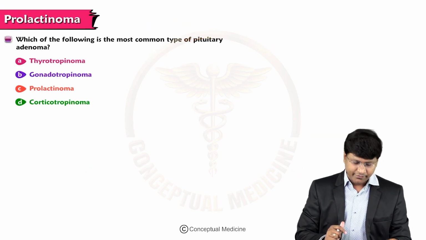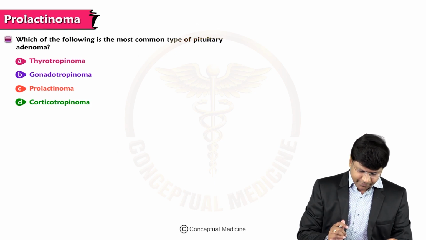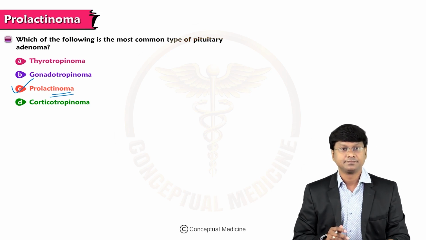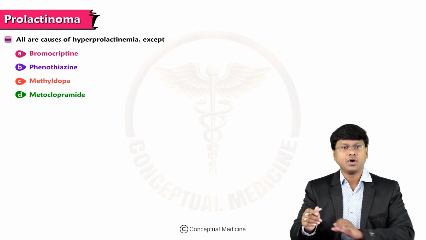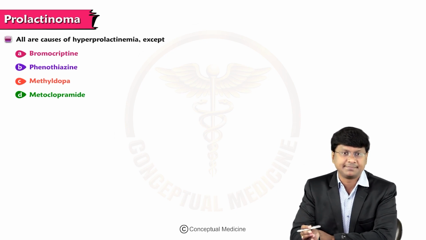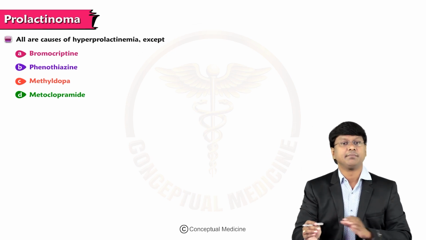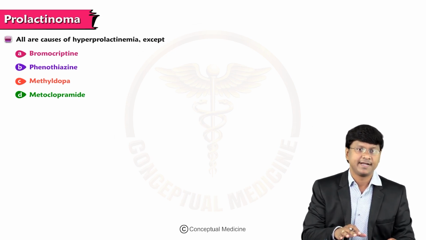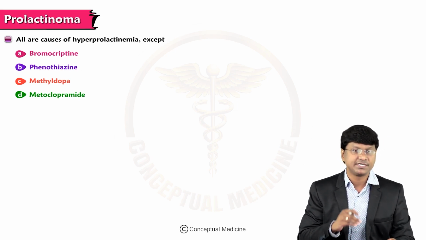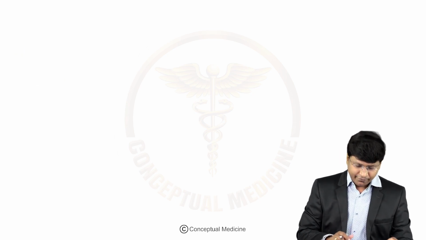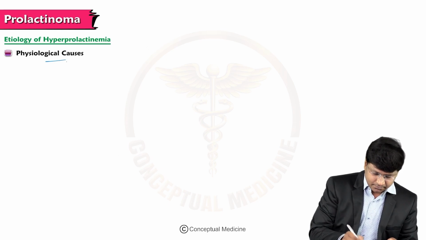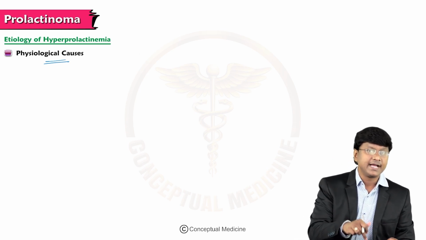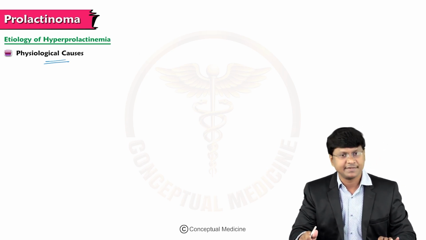So, if you take the various causes of hyperprolactinemia, before that, which of the following is the most common type of pituitary adenoma? Just now we have discussed, that is prolactinoma. Now, you take the next question. All are the causes of hyperprolactinemia except: bromocriptine, phenothiazines, methyldopa, metoclopramide. So what are we discussing now? The causes of hyperprolactinemia. And in this question, he is asking which drug will not cause hyperprolactinemia. So first, let me tell you the physiological causes, and then I will also discuss the pathological causes for hyperprolactinemia, wherein I will discuss the drug which will not cause hyperprolactinemia.